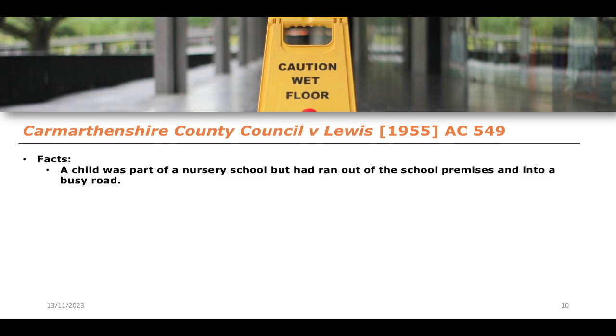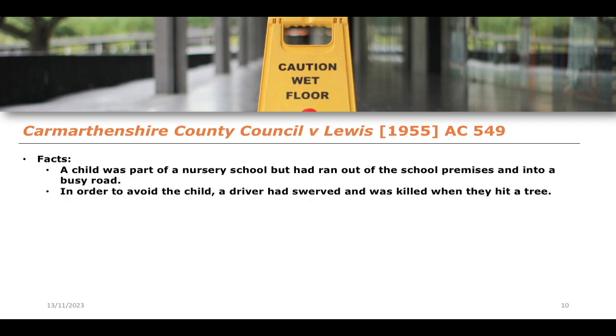Essentially in this case, a child was part of a nursery school and they had ran out of the school premises into a busy road. And in order to avoid the child, a driver had to swerve to get out of the way, and they hit a tree and unfortunately died as a result of this maneuver. And the wife of the driver would then sue the county council and the teachers on the basis that the nursery school teachers had a duty of care to look after the children on the premises and to stop them from escaping. And so by failing to do so, they have been negligent through an omission.